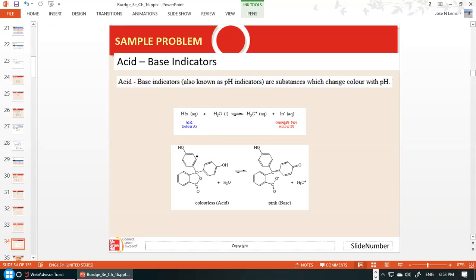Usually indicators are organic molecules, like for example, this one. I believe this represents phenolphthalein in its acidic form. Look, this OH here attached to this oxygen. This bond here, oxygen-hydrogen, is weak. This is an OH group, the phenolic function in organic chemistry.